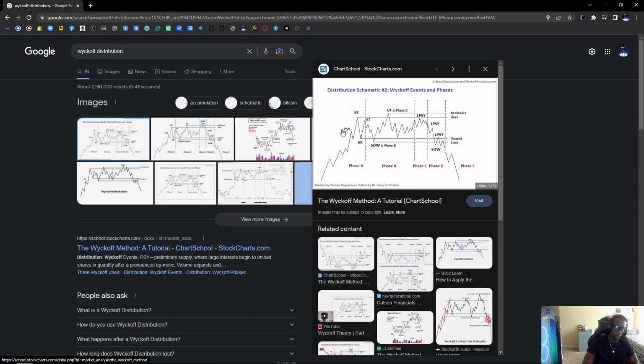We have our preliminary supply or buyer's climax down into our automatic reaction, secondary test, sign of weakness in phase B. Then we have our upthrust in phase B, which we actually just called upthrust / upthrust after distribution, since we were waiting for that sign of weakness to then get liquidated before confirming that. So that is what we have here.